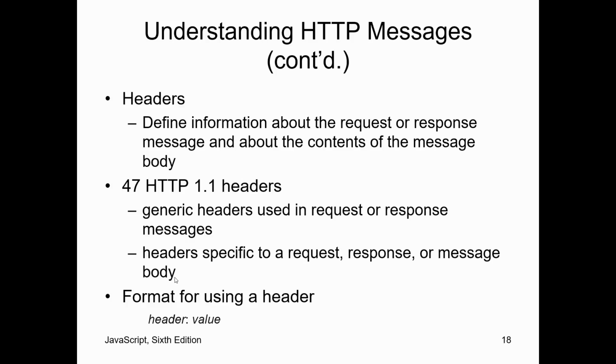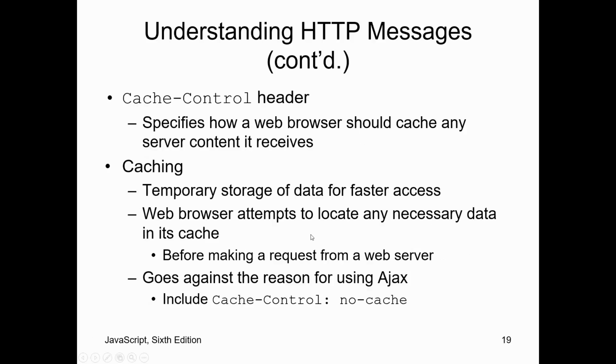HTTP headers contain information about the request or the response. We already talked about when you use method equals POST, most of your information, rather than being stuck in a query string as it is with a GET, will be put in an HTTP header. There are generic headers used in request and response messages, and in just a minute we'll see there are also numbers that correspond to the status of those. The cache control header specifies how a web browser should cache any server content it receives.